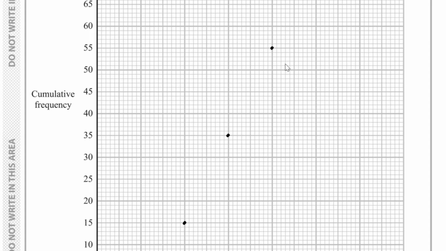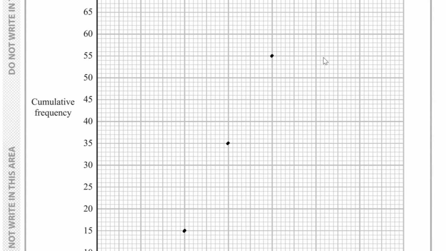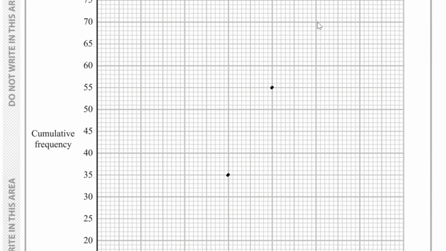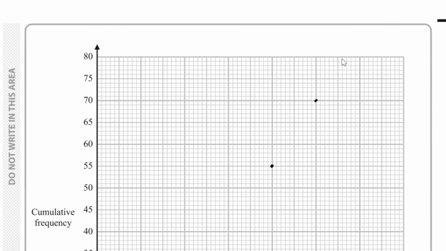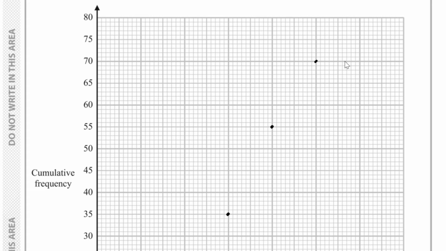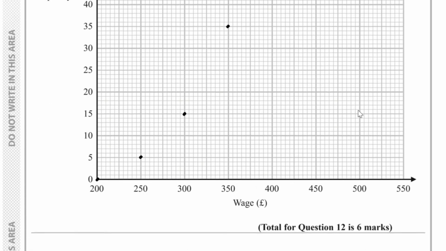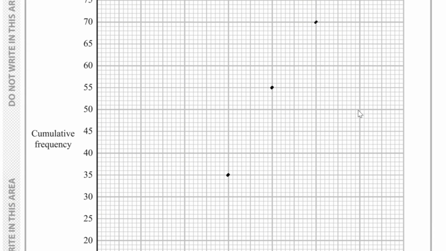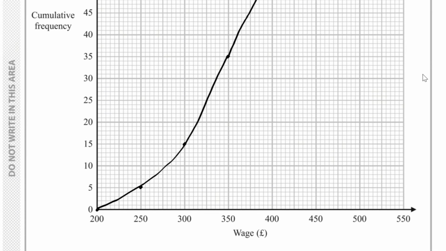Then we've got 450, 70, which is here. And then we've got 580, which is over here. And then we connect all these with this smooth line. So here is our cumulative frequency graph.